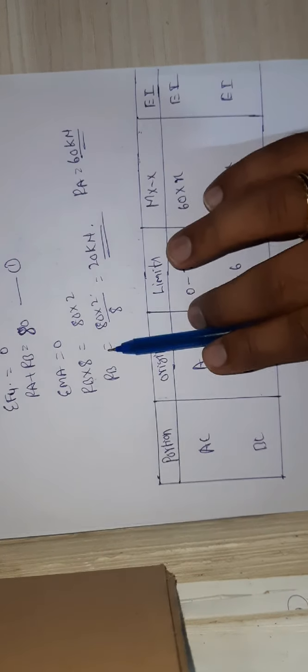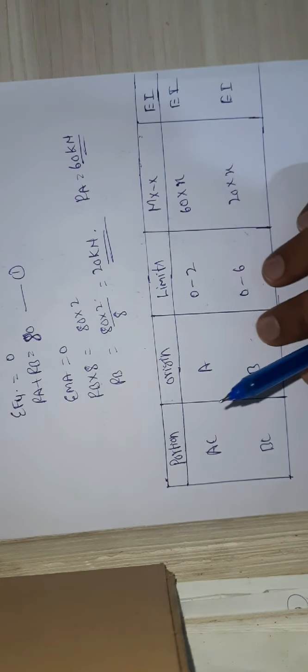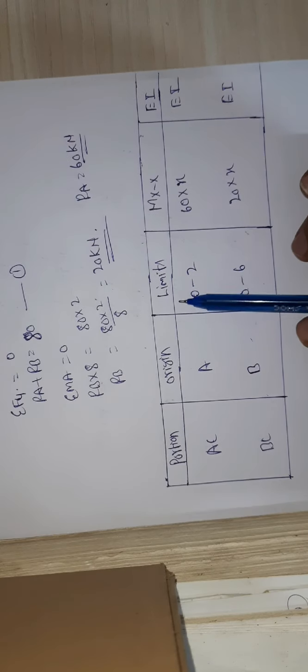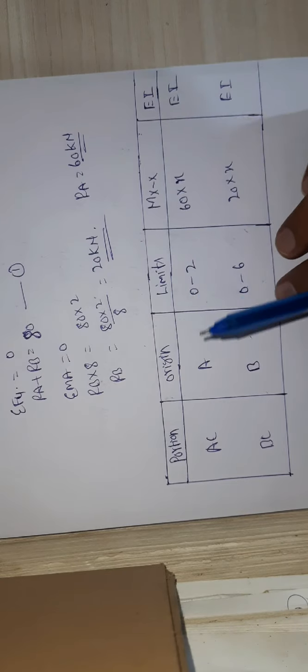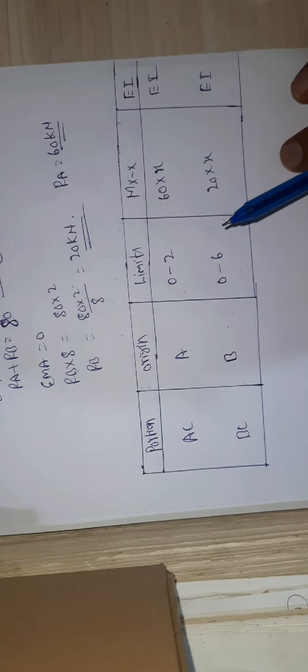Now let us consider this. Here you can check, I got the reactions RA and RB for the given problem. Now, for simplicity, I draw a table like this: portions, origin, limits, M, and EI. Better you draw the table to solve the problem.